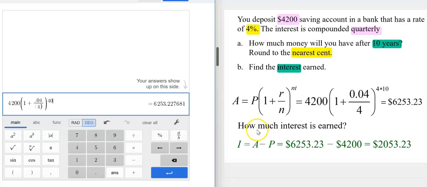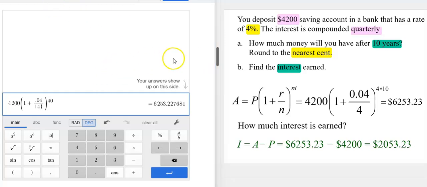Now the next question is how much interest you earn. The interest earned is going to be A minus P. In other words, it is calculated using the future value, which is A, minus the principal, which is the present value. So you have the future value minus 4,200, the present value. If you subtract, you get $2,053.23. That's the interest earned. So this is one way to solve this problem, using the scientific calculator.